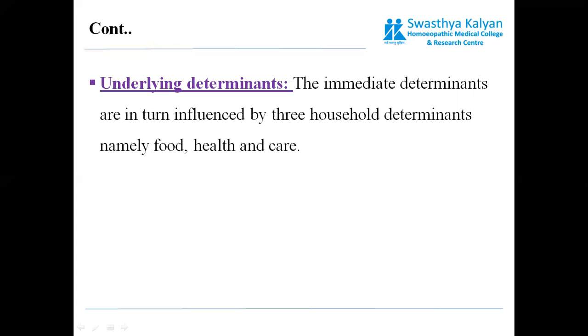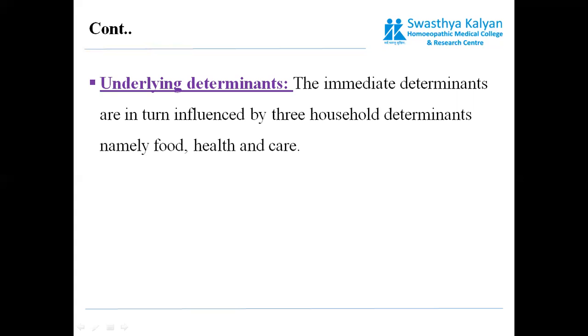So the first determinant is food. Food means security of the food at the household level, both in quantity and quality. The food should be safe, and attention should be put on the energy provided by the food, protein content, and micronutrients, and all this in turn depends upon having financial access, social access, apart from availability.